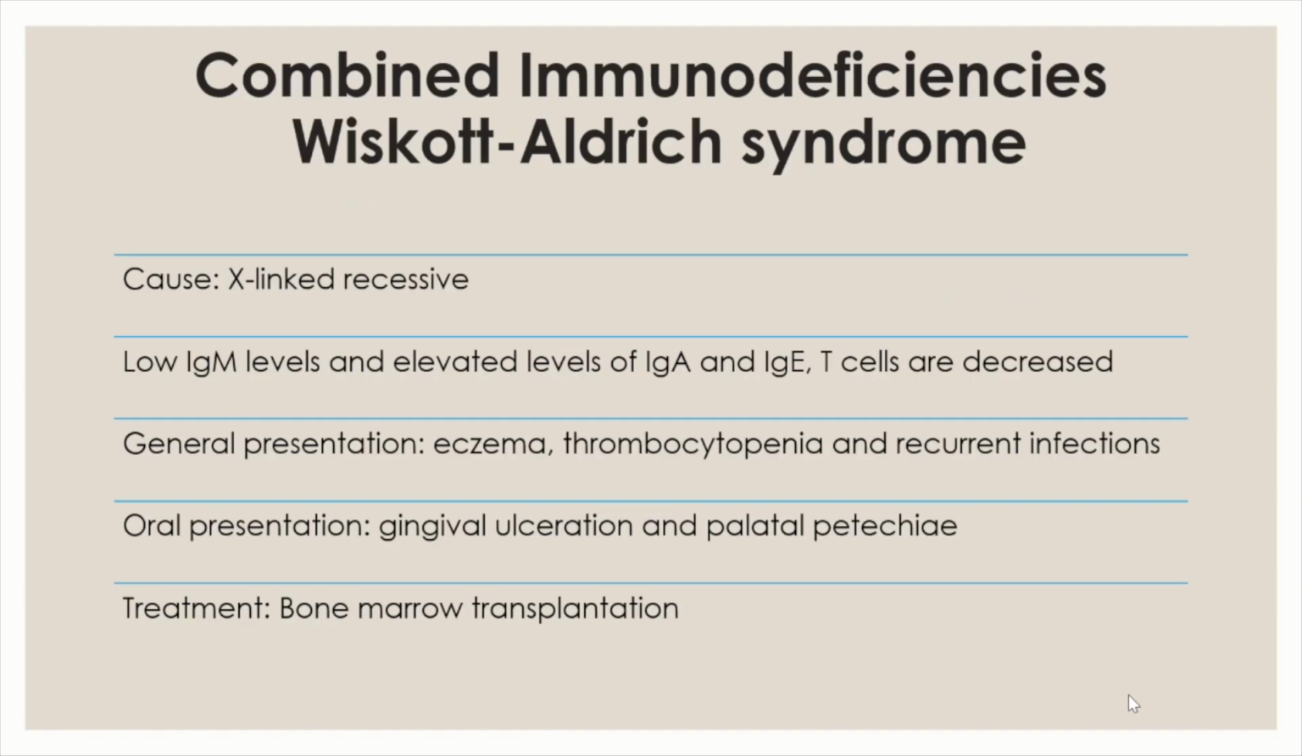After T cell and B cell defects, we also have combined immunodeficiencies. The first example is what's called Wiskott-Aldrich syndrome. The cause is X-linked recessive immunodeficiency affecting mainly males. The serum antibody patterns show low IgM levels and also elevated levels of IgA and also IgE. The T cells are decreased.